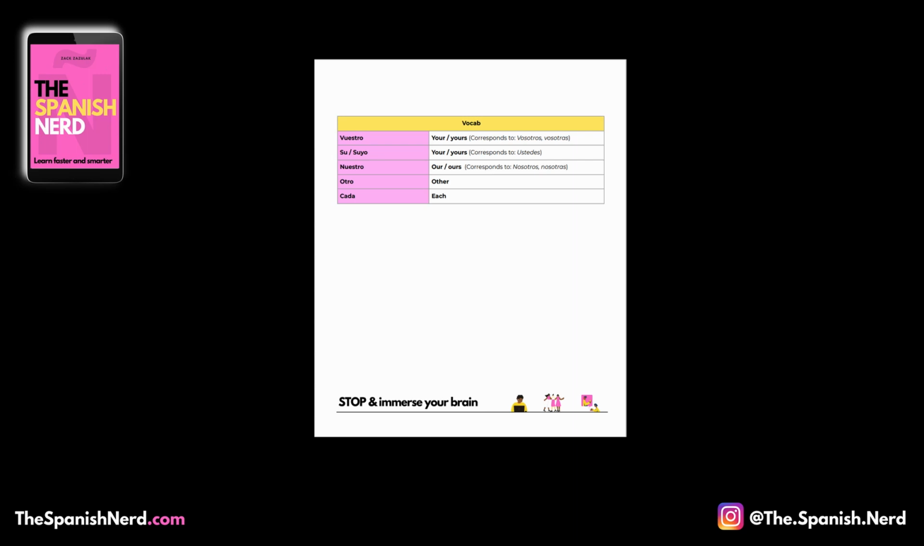Your, yours, you'd use it as like, that's your car, or is that your car? And then we have hours, right? And the last two are a little bit different. They're just common words. We have the word other and the word each. These are important words, very common in Spanish.